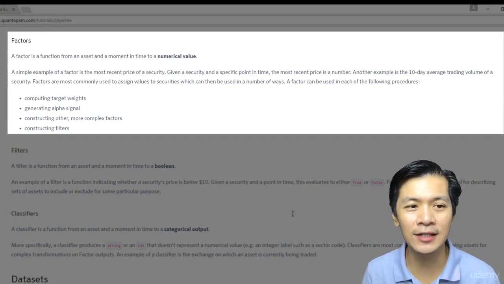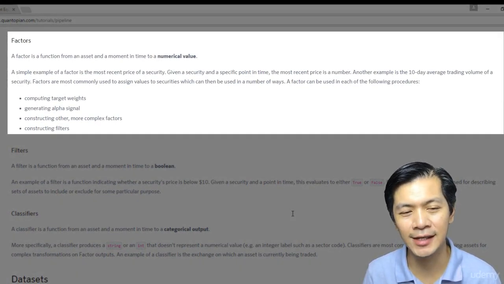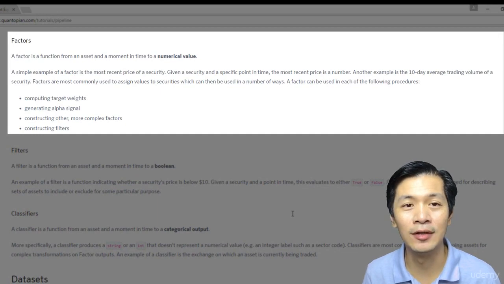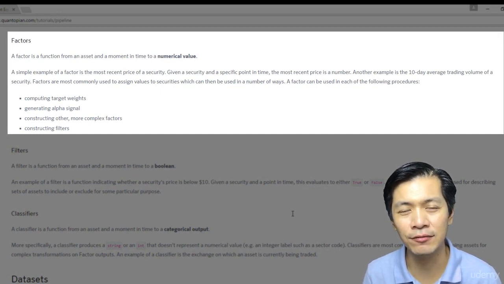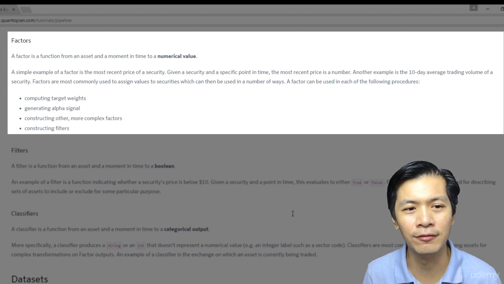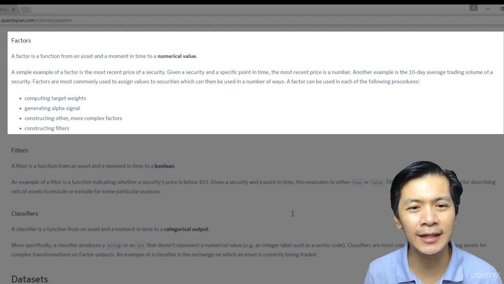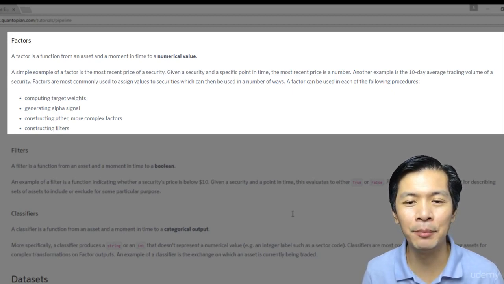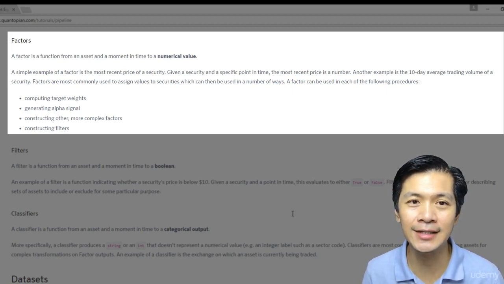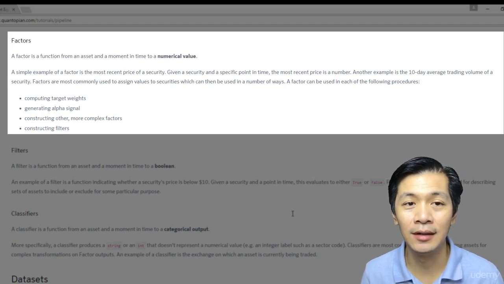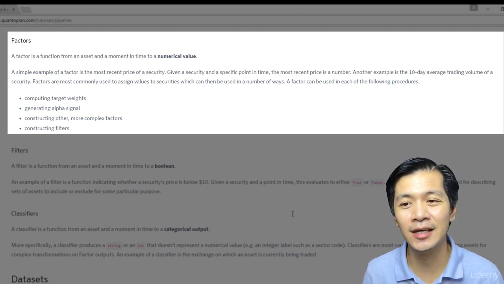The definitions here: a factor is a function from an asset and a moment in time to a numerical value. So this is what I was referring to when I was talking about numerical value. A simple example of a factor is the most recent price. And price, as you know, can come in any form, in the form of decimals, really. Given a security at a specific point in time, the most recent price is really a number. Another example is the 10-day average trading volume of a security.